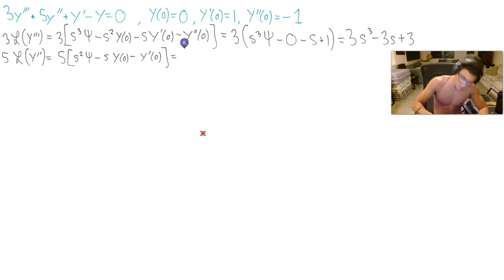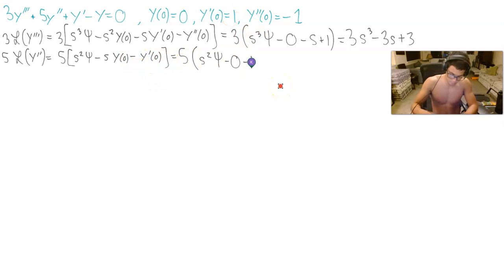So it's going to be 5, and now we're going to fill in what this stuff is, just like we did, so that's going to stay the same. How about this one? Okay, y of 0, it's 0. How about this right here? Oh, it's this one, it's 1, so minus 1. Okay, and we'll simplify it. 5 s squared big Y minus 5. Okay.